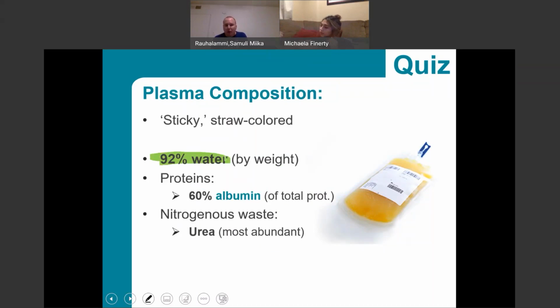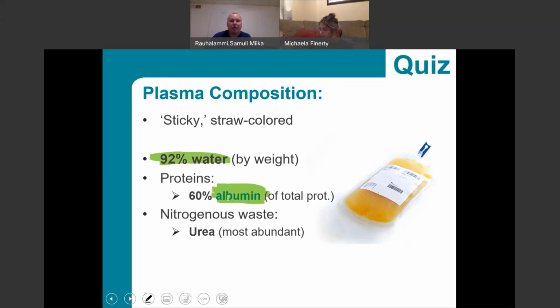The most common protein that we end up finding in plasma is albumin. 60% of all the proteins in plasma are albumin. So both of those I do remember very clearly were asked in the quiz, that you can tell that it's 92% water and 60% albumin makes albumin the most common protein to be found in the plasma.